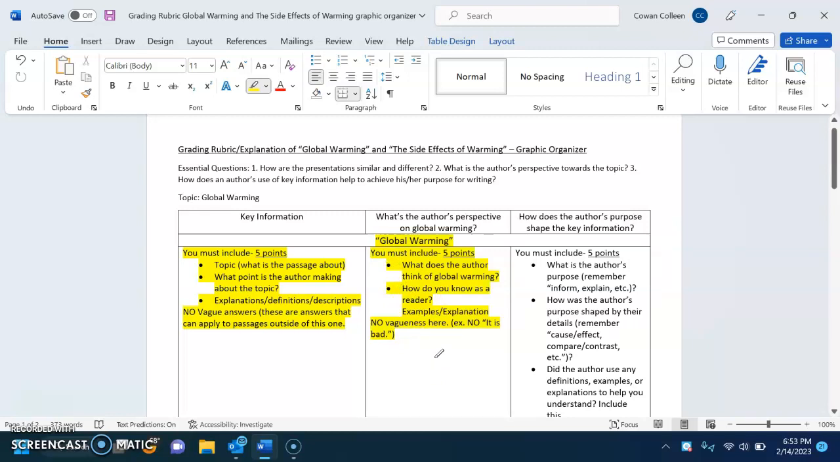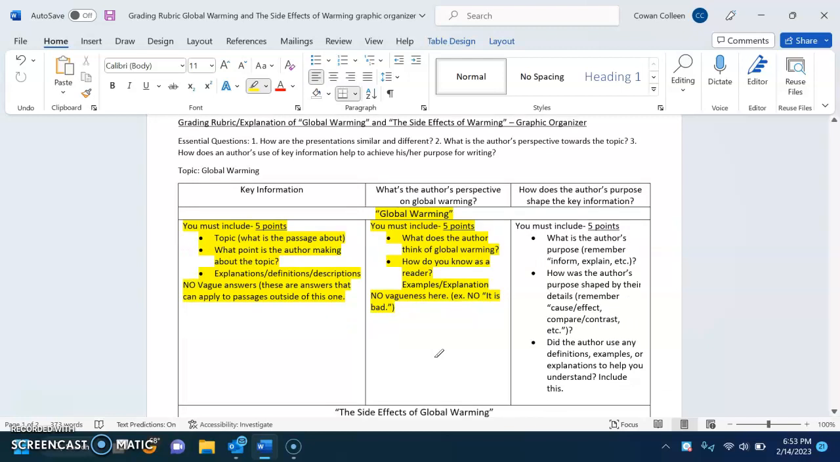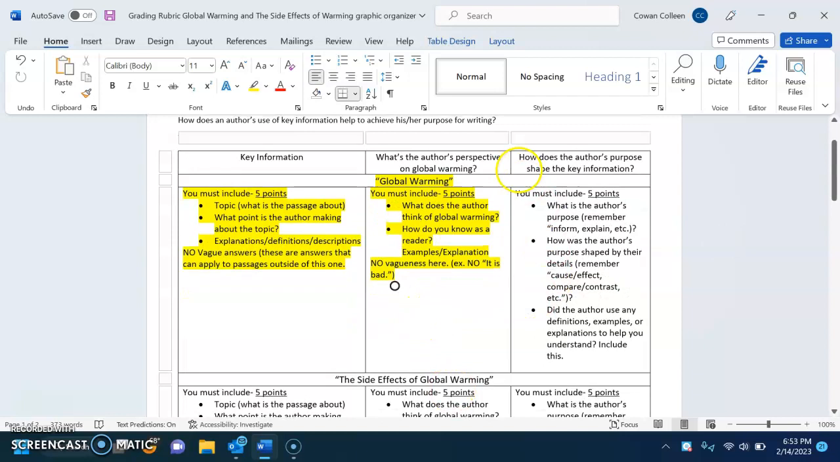What's the point? Second part of this, you must include, to get the 5 full points here, what does the author think of global warming? How do you know that as a reader? What examples? Explanation. No vagueness here as well. No, it is bad. Obviously, you kind of are looking at some of the negative words and phrases and you're like, it is bad. Pretend I am not the teacher who's read the article a bunch of times. What does the author think of it? How do you know as a reader? Examples, explanation, no vagueness.